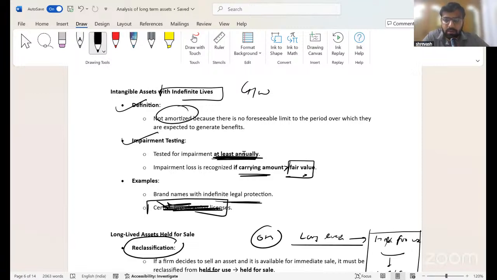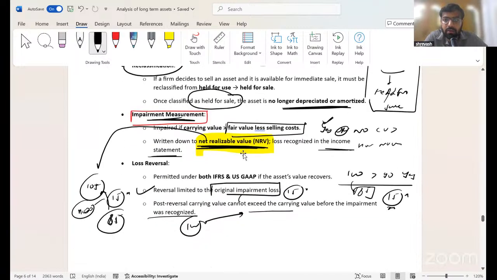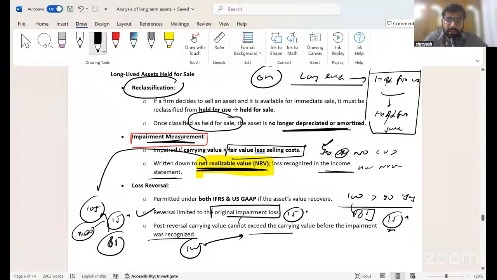You have to check for that impairment annually. If the carrying amount is greater than the fair value, then you're supposed to impair the asset. The second special category was long-lived assets held for sale. They are classified from held for use to held for sale. The moment they are reclassified, you're supposed to check for impairment. The first step is whether impairment has happened or not, by comparing the carrying value with fair value less cost to sell. And if impairment has happened, you compare with NRV to calculate how much impairment has happened. So the first step is whether impairment has happened, and the second step is how much impairment has happened.